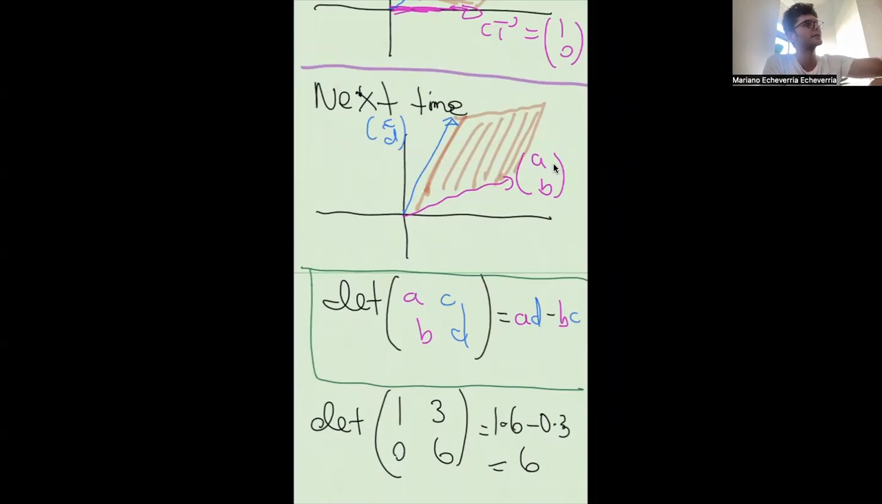So next time what I'll do is finish telling you some properties of the determinant of 2 by 2 matrices, do some examples with them, and then start telling you what happens in the general case, like 3 by 3 matrices, 4 by 4 matrices, 5 by 5, etc.